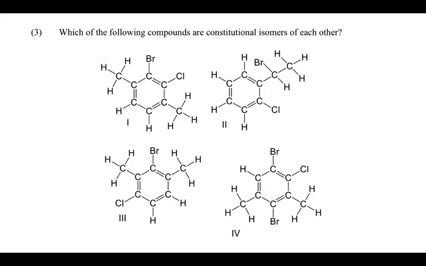Similar question, right? I gave you a bunch of molecules. Which ones, molecules 1, 2, 3, 4, are constitutional isomers and which ones are not? So what you have to do here is just write down the molecular formula for all of these things, okay? So why don't you guys write the molecular formula?